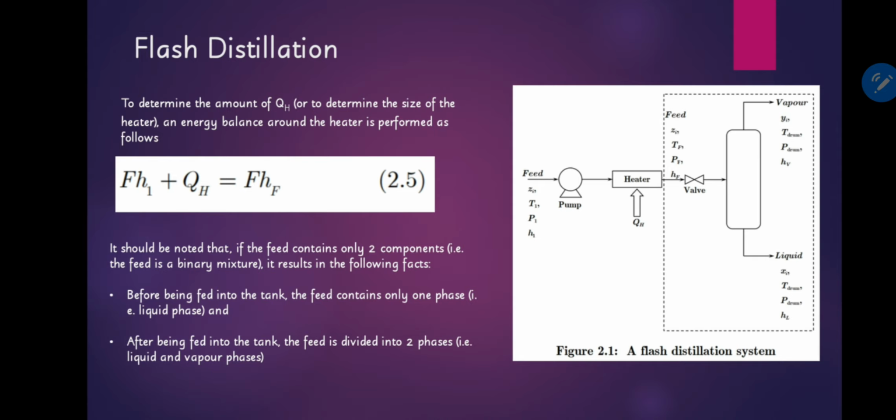It should be noted, if the feed only contains two components, it results in the following facts. Before being fed into the tank, this is the tank, before it is being fed into the tank, it only contains one phase, which is a pressurized liquid stream. After being fed, it will be separated into two phases, which are the vapor phase and the liquid phase. You need to remember that, okay? It's very important, most especially in the design.